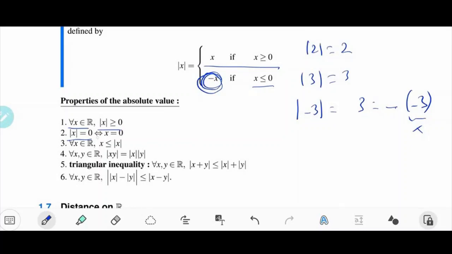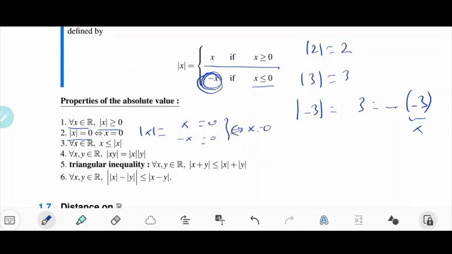When I say equivalent, it means that it goes both ways. So if the absolute value of x is equal to 0, it means that x is equal to 0. And if x is equal to 0, it means that the absolute value of x is equal to 0. So it goes both ways. This is always true, of course, because the absolute value of x is equal to x or minus x. In both cases, if it's equal to 0, it means that x is equal to 0, and it goes the other way around.